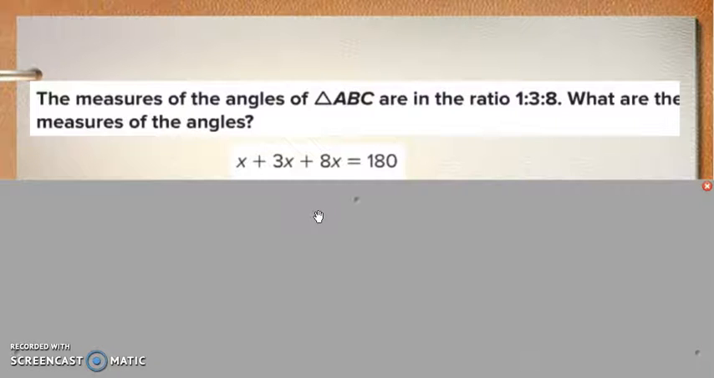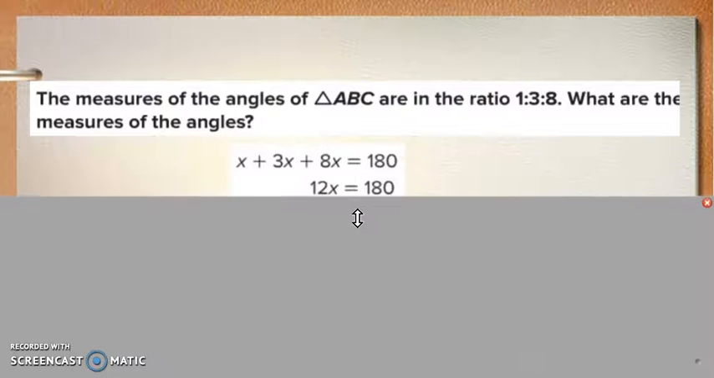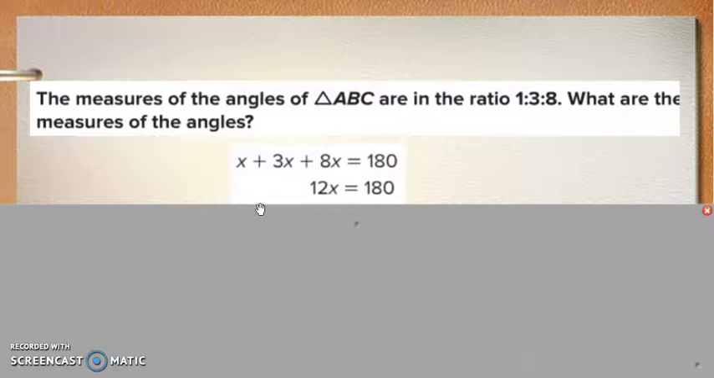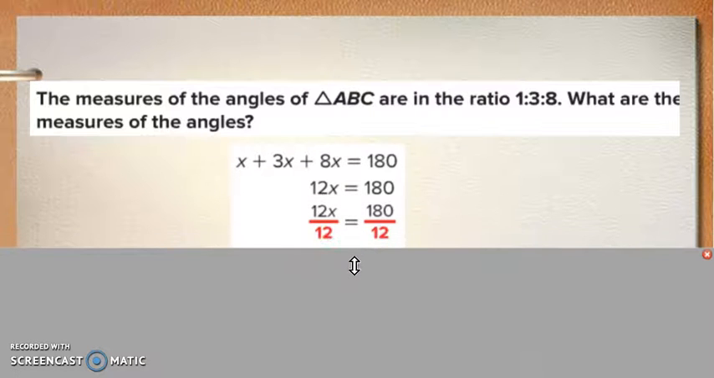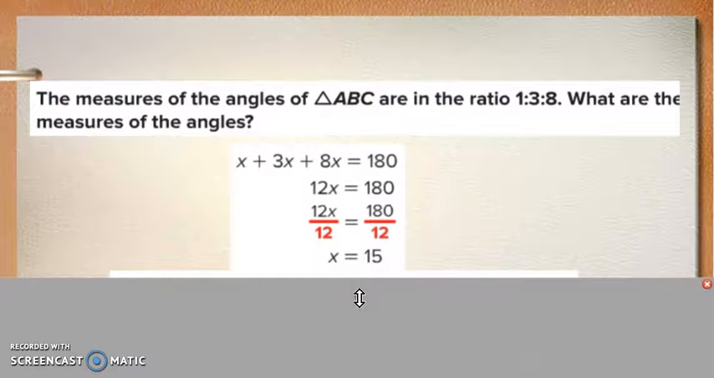We know that all angles in a triangle, when you add them together, will equal 180. We take that x plus 3x plus 8x from the ratio and make it equal to 180. Combine your like terms and you get 12x equal to 180. Divide each side by 12 to get x alone, and we find that x is equal to 15.